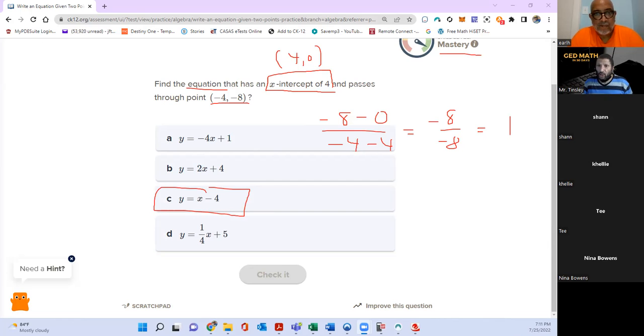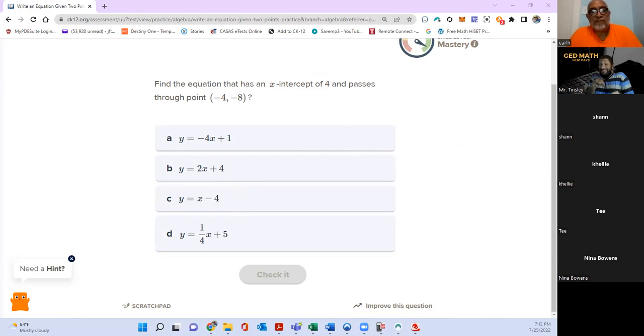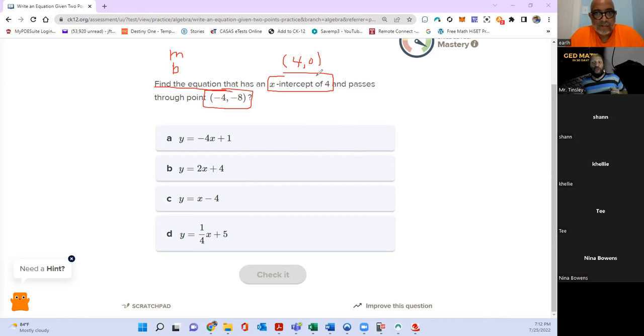But what you have to do, let me start over. Let me rewind. Okay. Identify what they want to know. They want an equation of a line, so I need the slope and y-intercept. What's given? They give me the x-intercept and they give me a point. I know that the x-intercept is where y is 0. So this point really is (4, 0). Now I have 2 points.